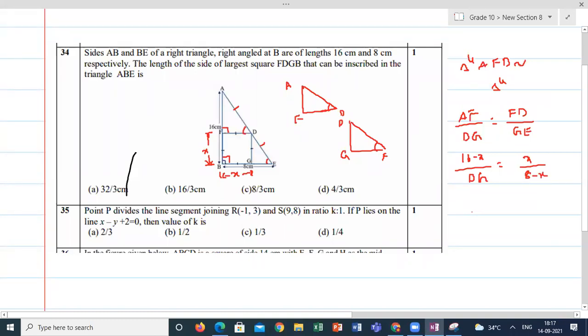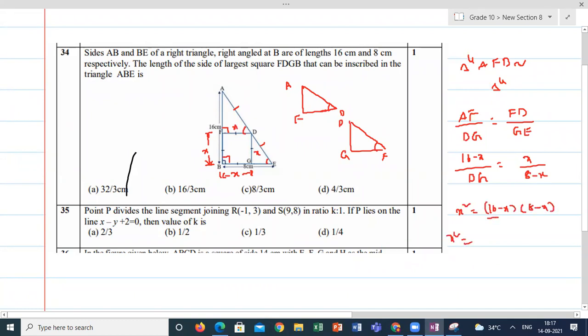16 minus X into 8 minus X is equal to DE into X, where DE is also X. All the sides are X. So this is also X. So X square is equal to 16 minus X into 8 minus X. Please solve this question, guys.